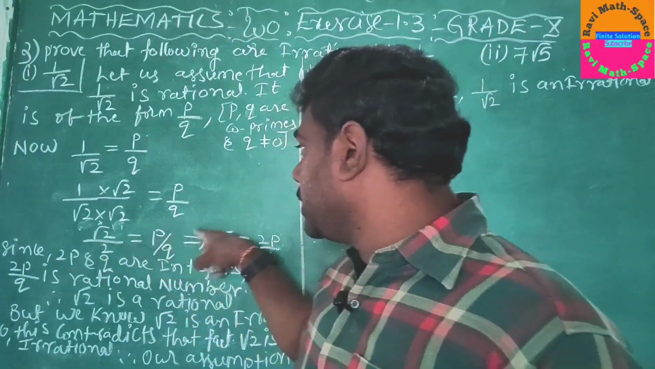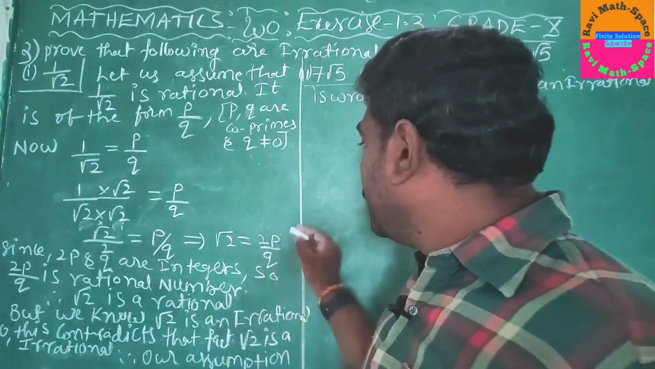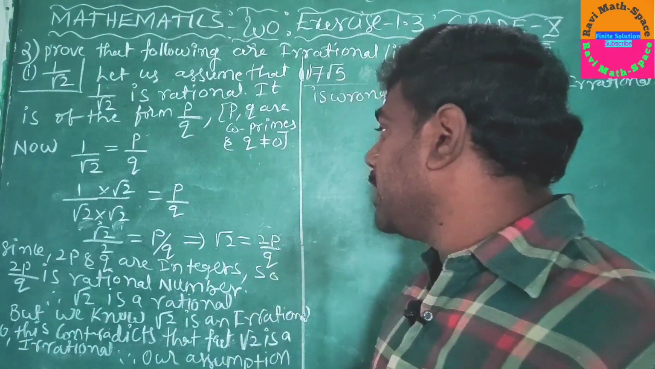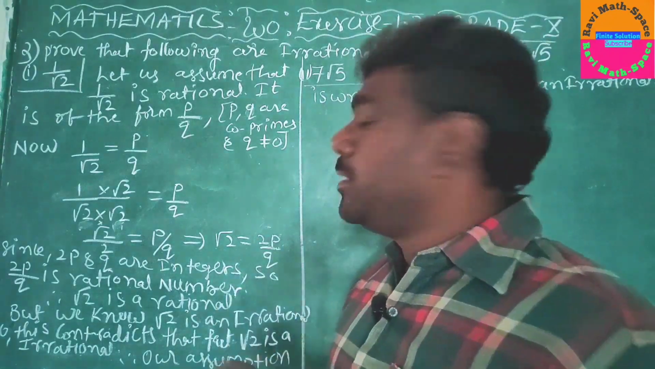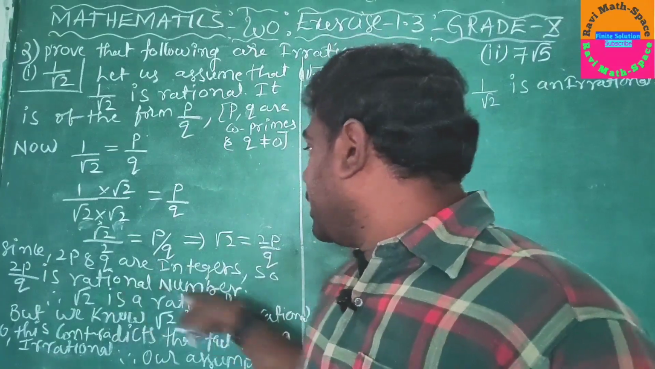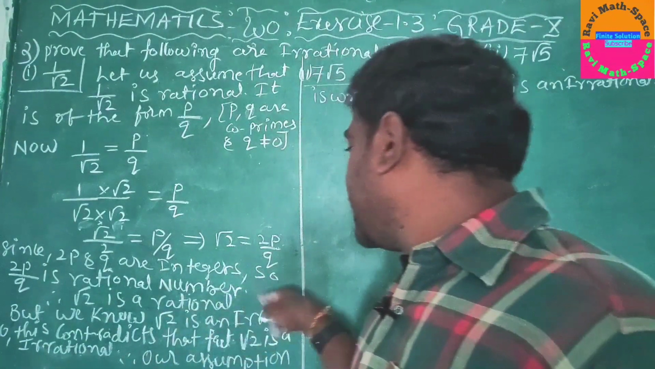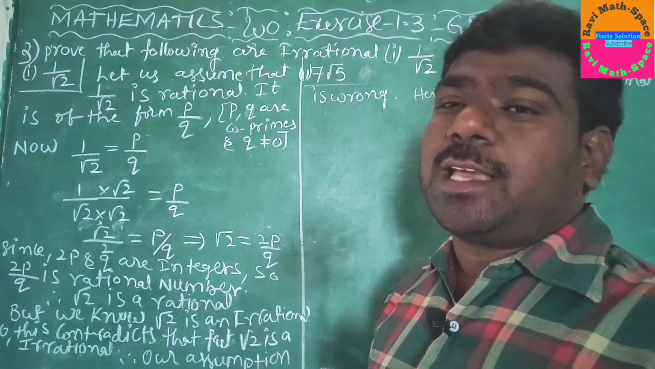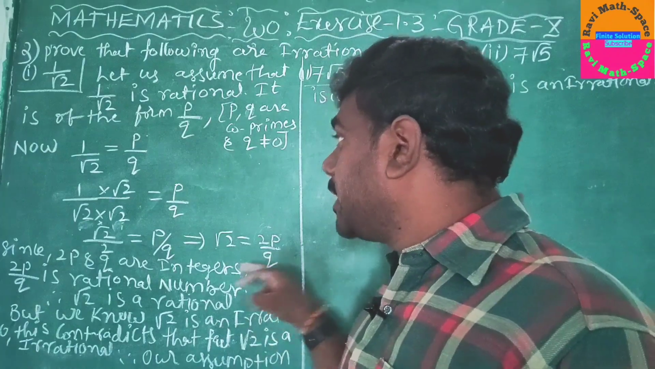Now send this to this side. It becomes root 2 is equal to 2p by q. Already we know this is an integer. Then we can say 2p by q is a rational number. When it is a rational number, automatically root 2 is a rational number. But what do we know? Root 2 is an irrational. So this contradicts the fact that root 2 is irrational.